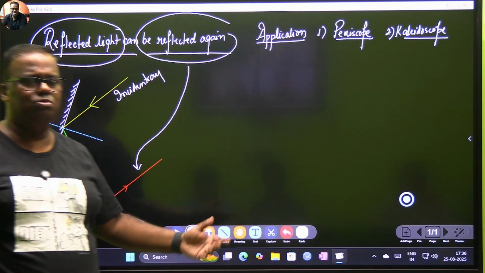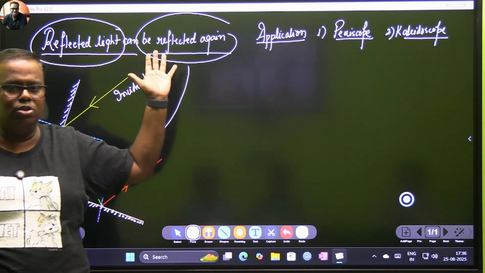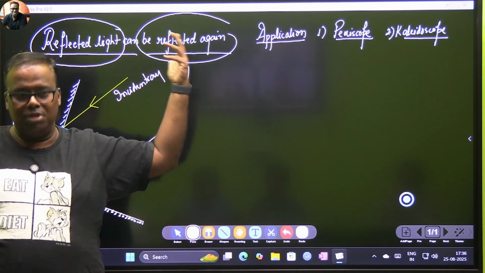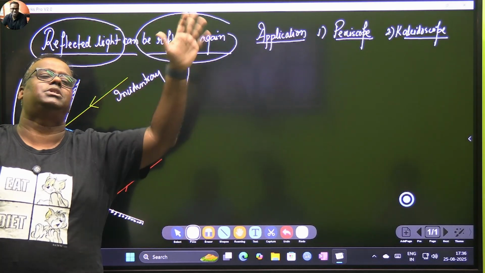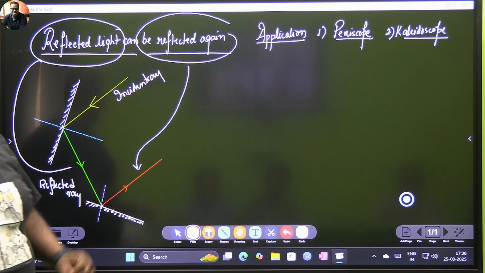Mirror rooms also. Specifically, when you go to the barber's shop or the beauty salon, you always see so many reflections: you sit here, there's a mirror right behind you, there's a mirror in front of you. So if Mishka is sitting, she sees Mishka, Mishka, Mishka, Mishka, and so on. All these are possible because reflected light is getting reflected again.